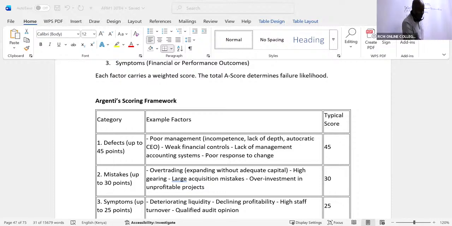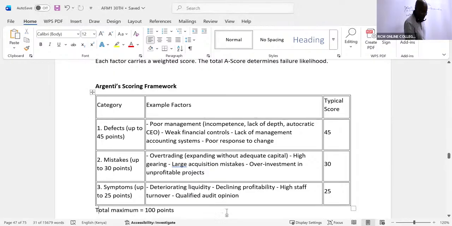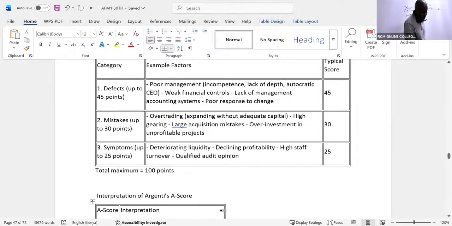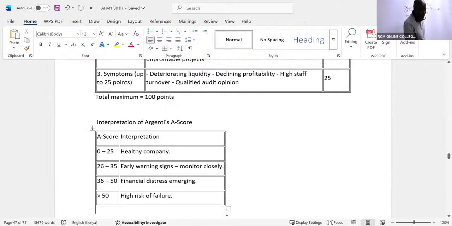So have you been able to put a score there? I know nobody's doing a total of 100. So interpretation, ladies and gentlemen: if you scored your company and your A-score is between 0 and 25, then the company is very healthy. 26 to 35, early warning signs, monitor closely. 36 to 50, financial distress is emerging. More than 50, high risk of failure, that's actually a failed organization. So I don't want you to go into all those issues, ladies and gentlemen.